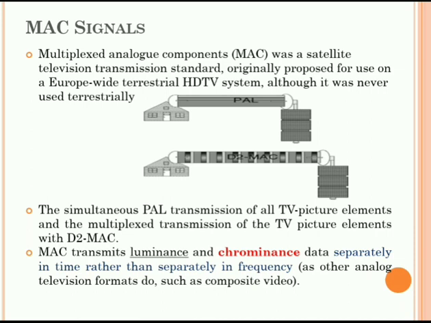The simultaneous PAL transmission of all television picture elements, and the multiplex transmission of TV picture elements with the D2-MAC signals. MAC transmits luminance and chrominance data separately in time rather than separately in frequencies, as other analog television formats do, such as the composite video signal. This is nothing but the MAC standard.